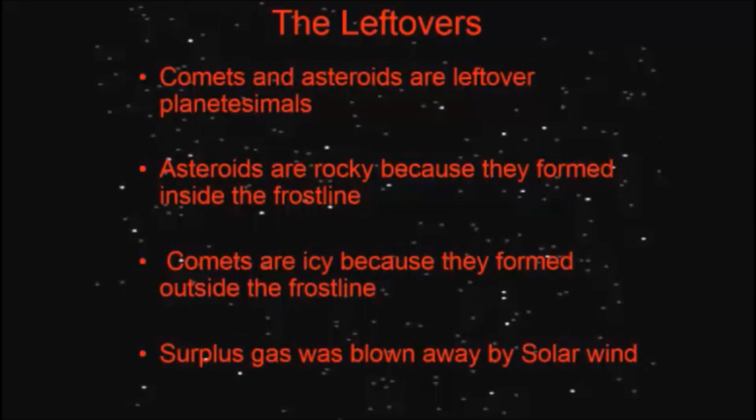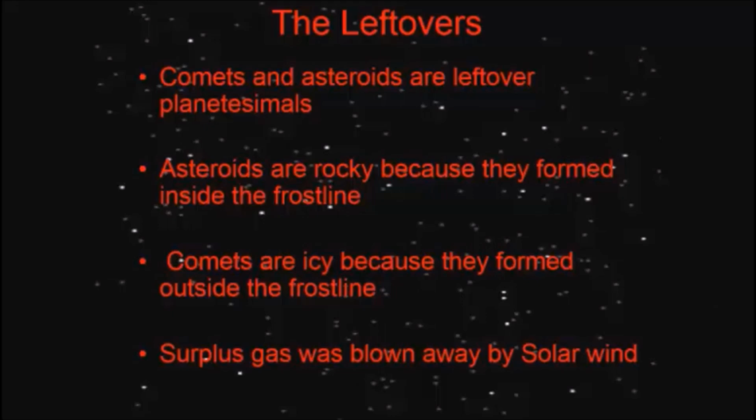And then you've got a few leftovers. Comets and asteroids are basically left over what we call planetesimals, not big enough to make true planets out of, but small rocky bodies. So asteroids are rocky because they formed inside the frost line. Comets are icy because they formed outside the frost line.